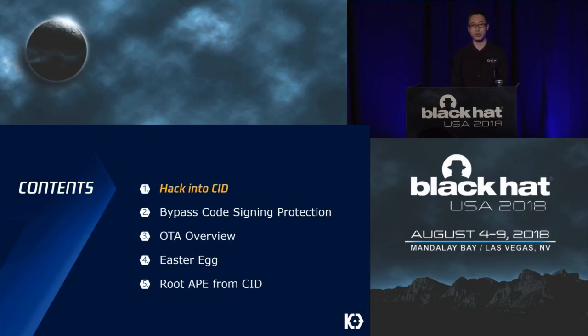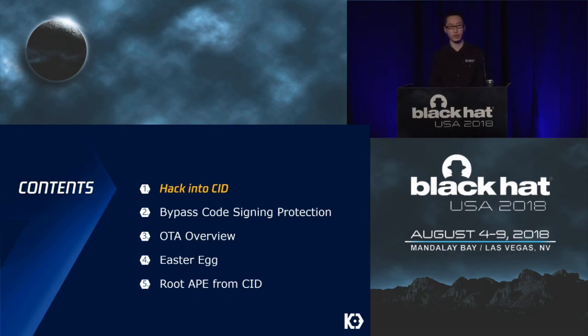Our presentation is divided into 5 parts, including how we hacked into the central infotainment display, how we bypass the code signing protection. Besides, we will review the details of the OTA process. We will explain how we customize the Easter egg. Finally, we will talk about how we rooted the APE remotely.